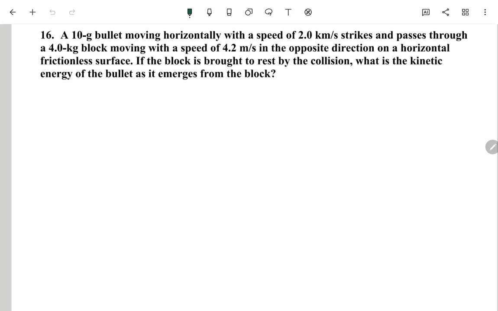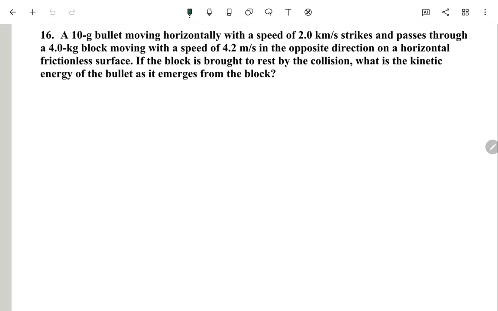A 10-gram bullet moving horizontally with a speed of 2 kilometers per second strikes and passes through a 4 kilogram block moving with a speed of 4.2 meters per second in the opposite direction on a horizontal frictionless surface. If the block is brought to rest by the collision, what is the kinetic energy of the bullet as it emerges from the block?